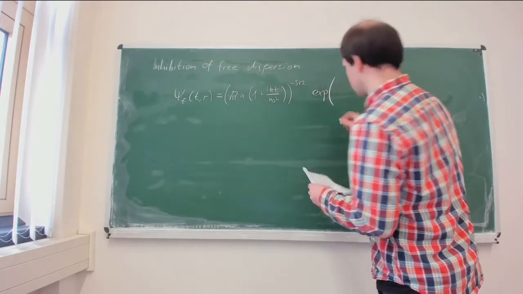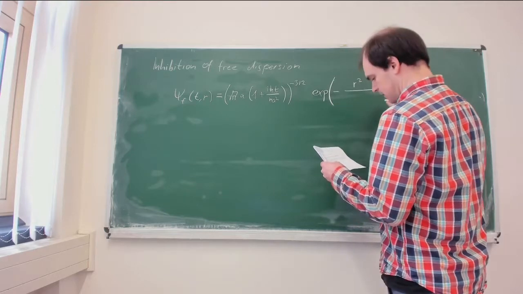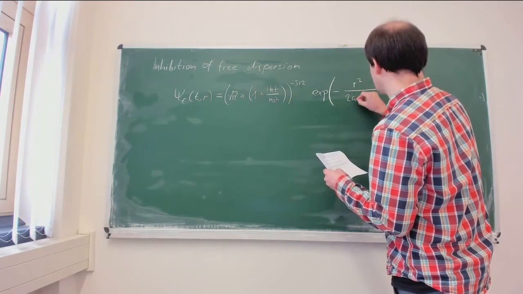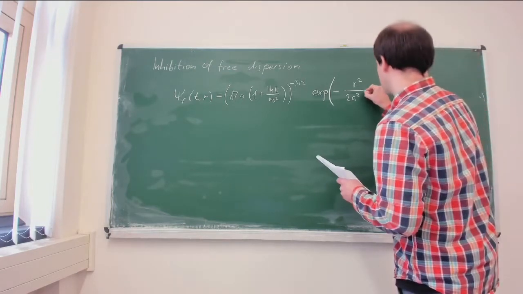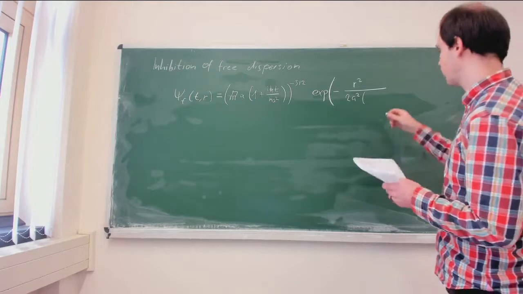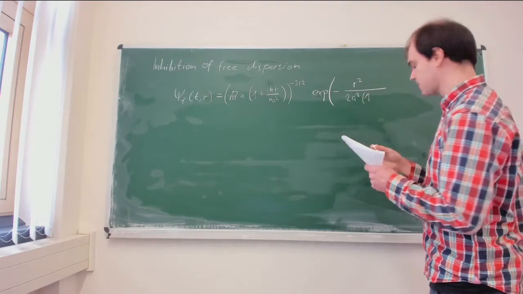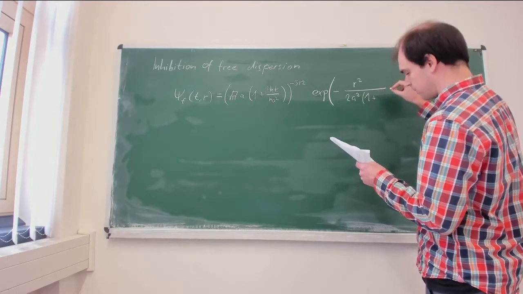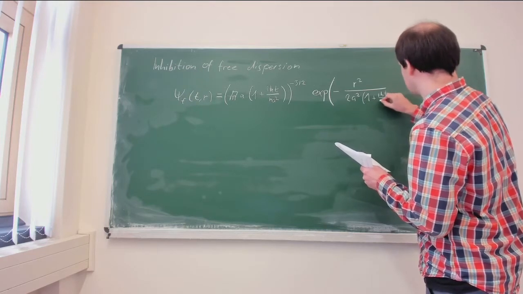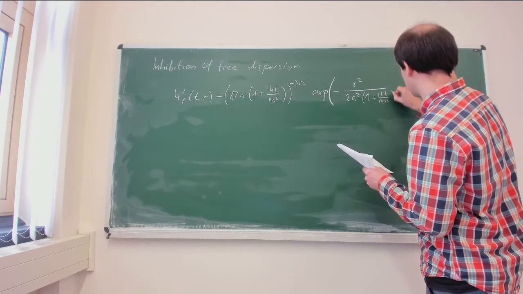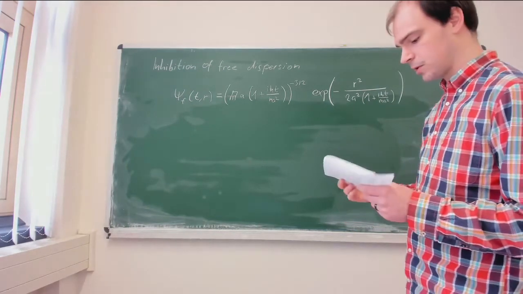And then it's basically a Gaussian, so exponential of minus r squared divided by 2a squared. So that's the initial width of the wave function. But now the width of the wave function changes. The spreading needs to be somehow in here, and the spreading is expressed again by the same factor, 1 plus i h bar t divided by m a squared. Okay, so this is the solution of the free Schrödinger equation.